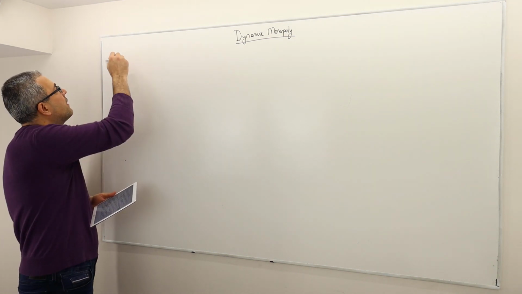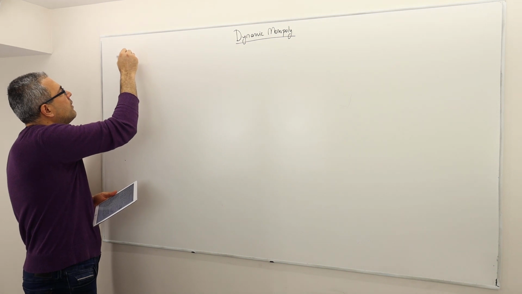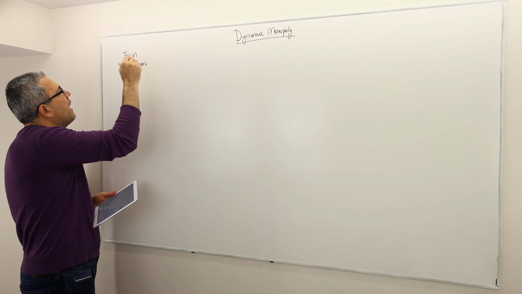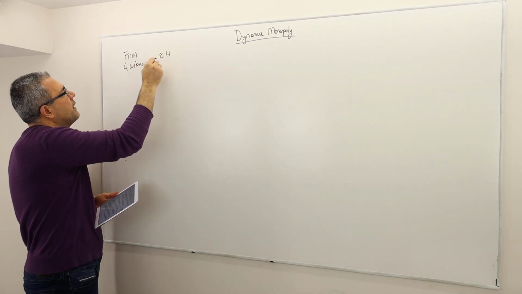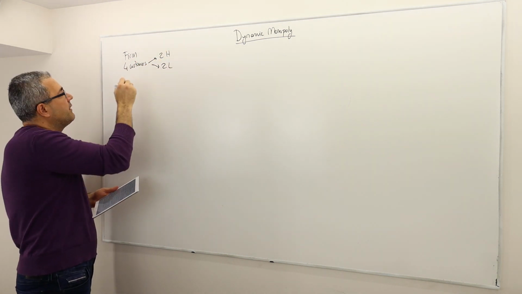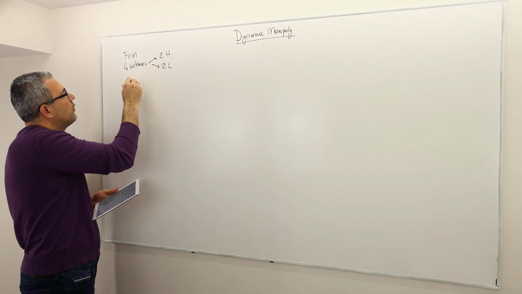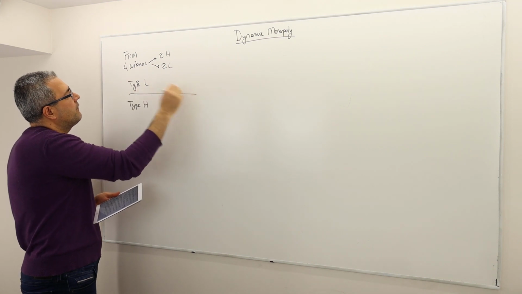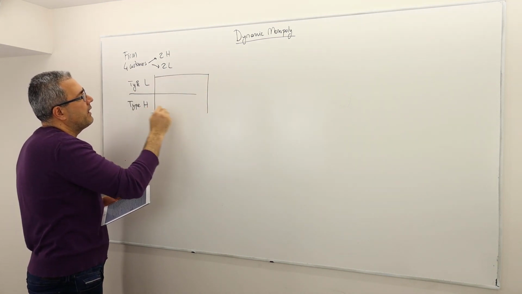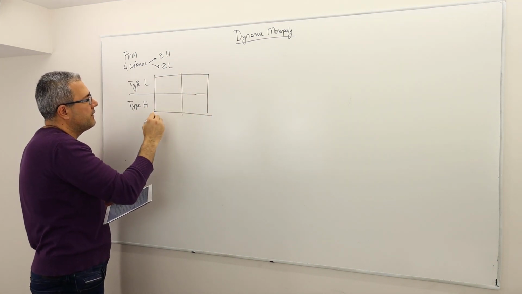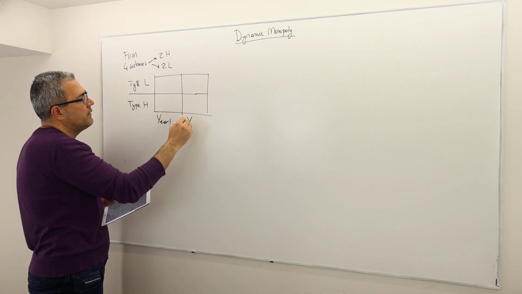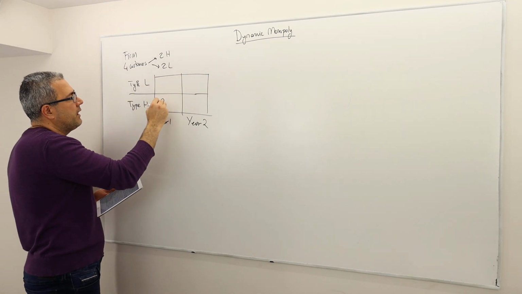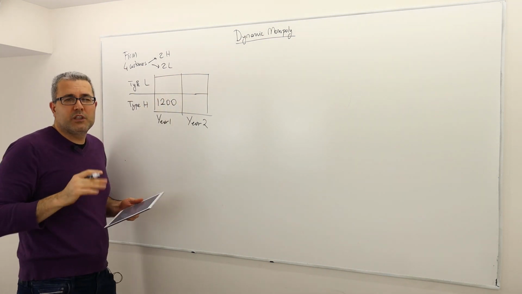And we assume that there's a firm, right, a monopolist, and then 4 customers. 2 of them are high type and 2 of them are low type. And the type low and type high have different benefits. So here, this is year 1, this is year 2. So in year 1, for example, the high type's benefit is going to be 1,200 units.